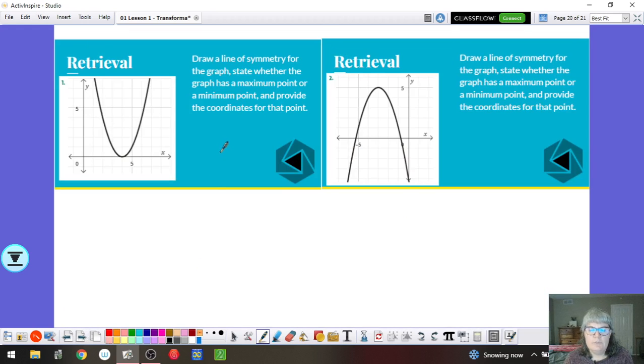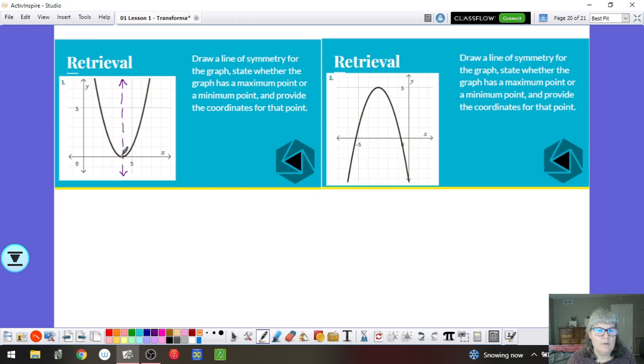So in our retrieval and in your assignment, you will have some of this. Draw a line of symmetry for the graph. State whether the graph has a maximum point or a minimum point and provide the coordinates for that point. So we have, usually that line of symmetry is drawn as a dashed line. So that's like our mirror for the two sides of our curve.